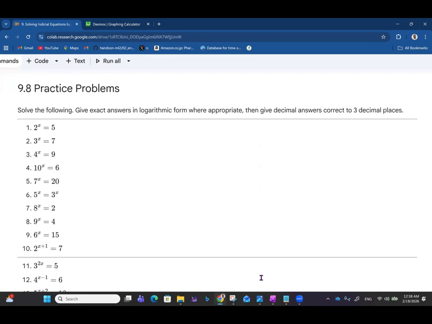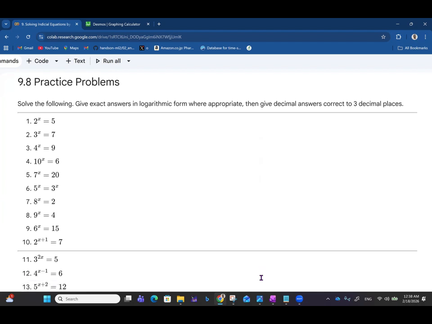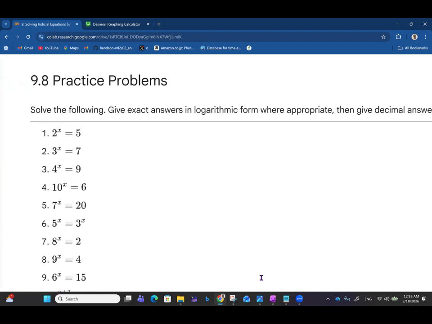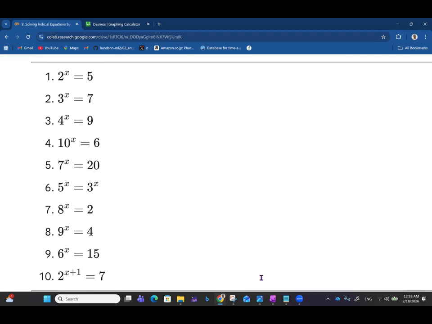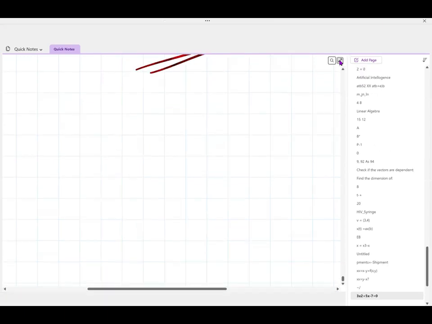Practice problems. Solve the following. Give exact answers in logarithmic form where appropriate. Then give decimal answers correct to 3 decimal places. So from 1 to 10 now, let's see which one I'll go for. Okay, I'll go for the one that's not hard, but looks the hardest, right? So 2 raised to the power x plus 1 equals 7. So we go for that.